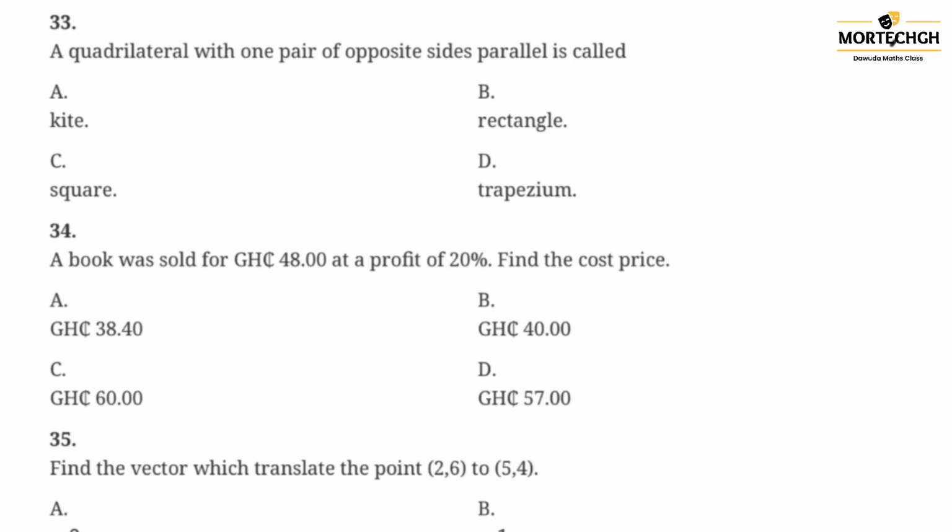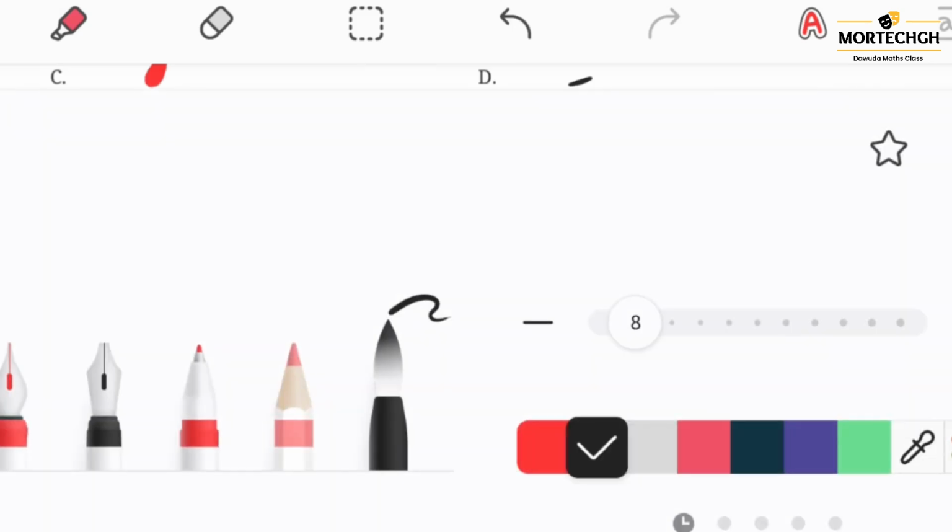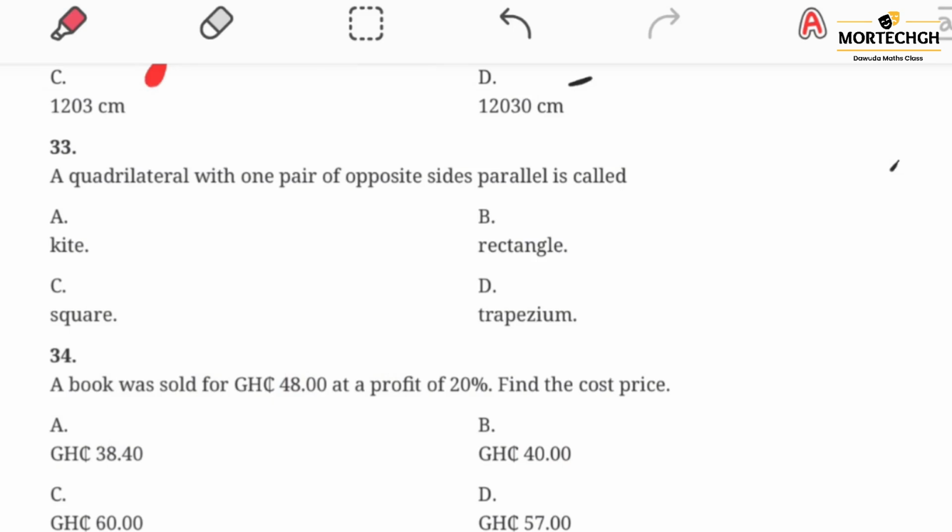Question 33. A quadrilateral with one pair of opposite sides parallel is called. So let's consider A, a kite, like this. So it is disqualified, because it doesn't have one pair of parallel sides.